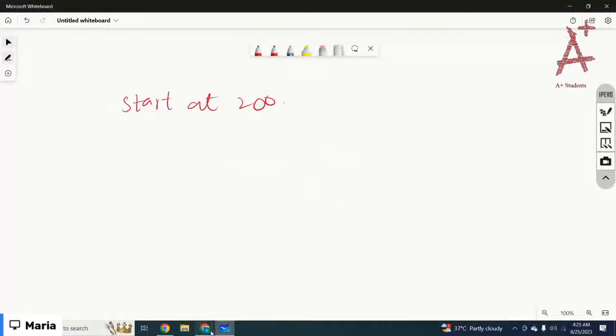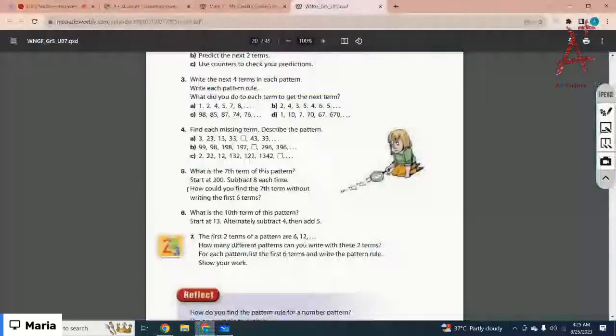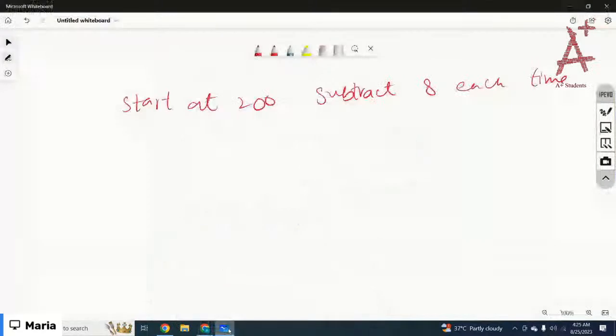Start at 200, subtract 8 each time. Question is, how could you find the seventh term without writing the first 6 terms? So you don't need to write the first 6 terms, you have to calculate the seventh term, right? So you have to start with 200. That means 200 is fixed, right?